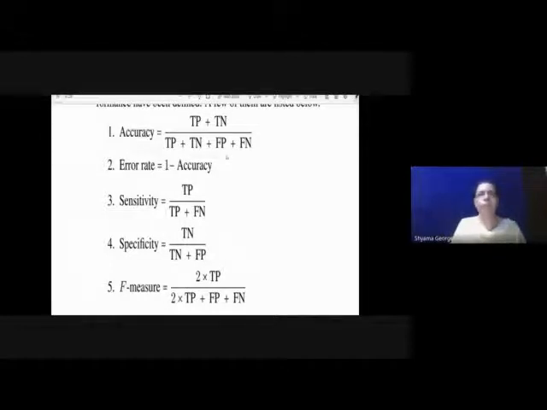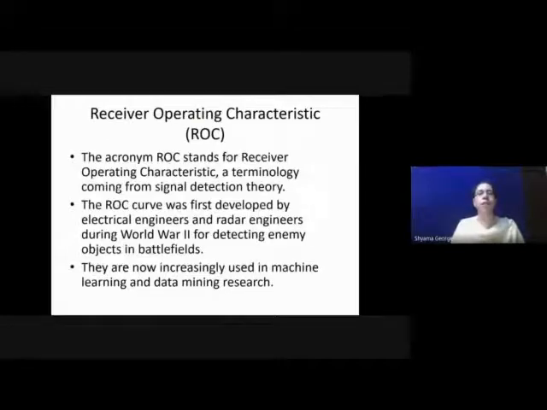Now we are coming to another topic, which is receiver operating characteristics, or ROC. ROC stands for receiver operating characteristics, and this is a terminology coming from signal detection theory. This was first developed by electrical engineers and radar engineers during World War II for detecting enemy objects in the battlefield. Now ROC is increasingly used in machine learning and data mining research.